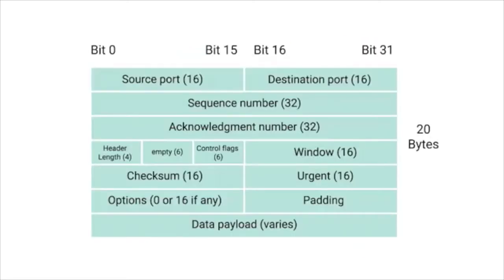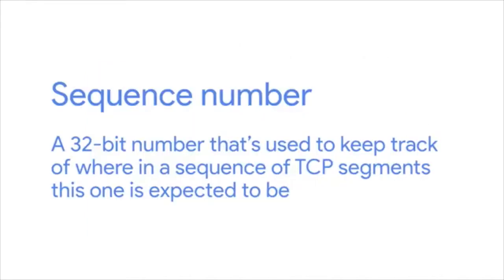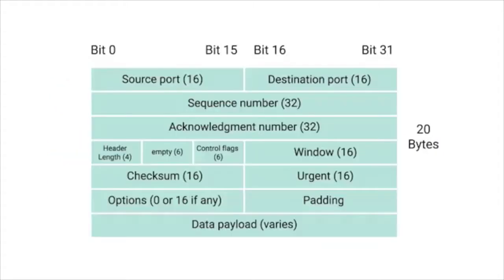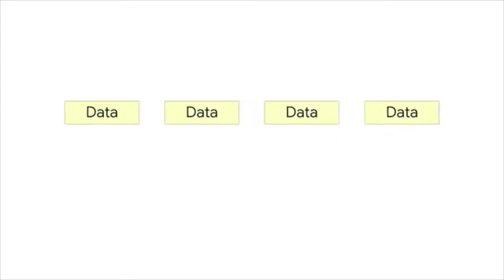Next up is a field known as the sequence number. This is a 32-bit number that's used to keep track of where in a sequence of TCP segments this one is expected to be. You might remember that lower on our protocol stack, there are limits to the total size of what we send across the wire. An Ethernet frame is usually limited in size to 1518 bytes, but we usually need to send way more data than that. At the transport layer, TCP splits all of this data up into many segments.